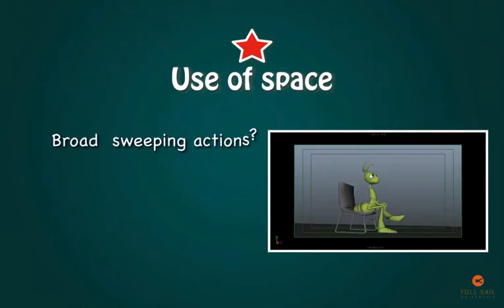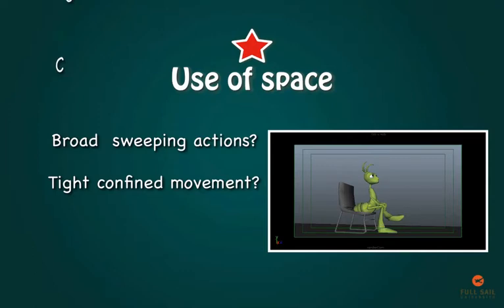Use of space refers to how much of the scene the character uses for his acting and how large the movements are. If you think of the Hunchback character in The Hunchback of Notre Dame, he uses broad sweeping actions, while Piglet in the Winnie the Pooh films has tight and confined movements.